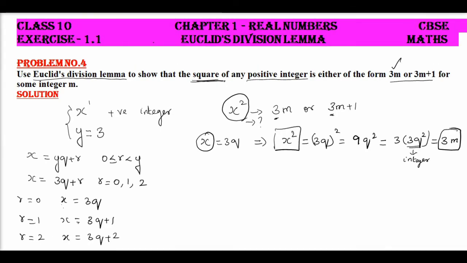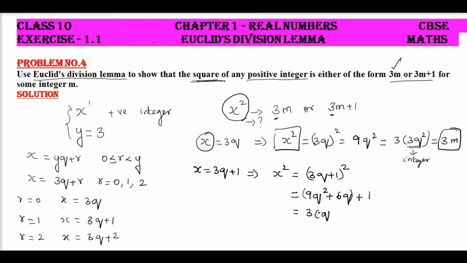Now let me consider the next case, x equal 3q plus 1. So if x equal 3q plus 1, then what about x square equal to? It is 3q plus 1 the whole square. So when I expand this term, I get it to be a plus b the whole square format. So it's 9q square plus 6q plus 1. Now let me group the first two terms. I can take a 3 common outside, so that I get 3 into 3q square plus 2q plus 1. Alright.